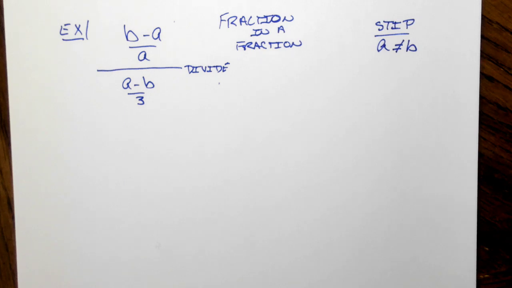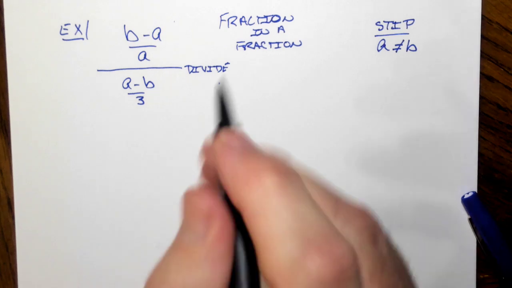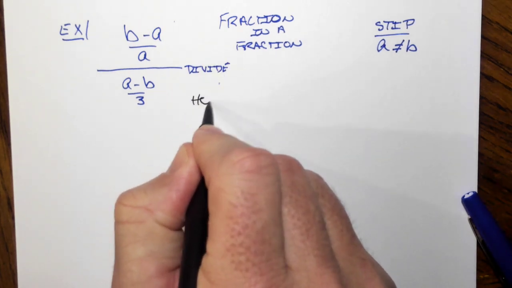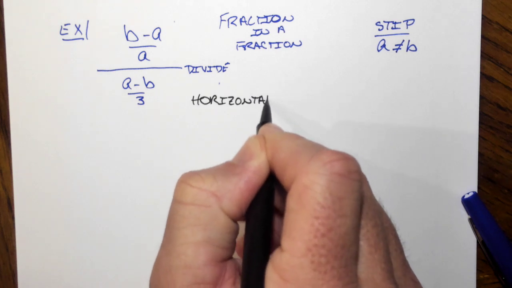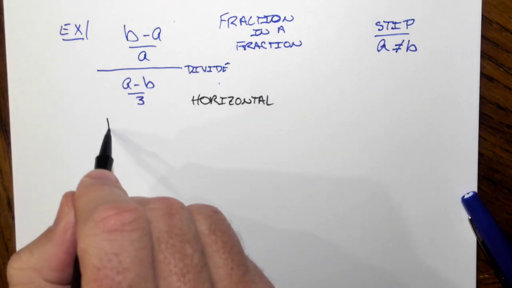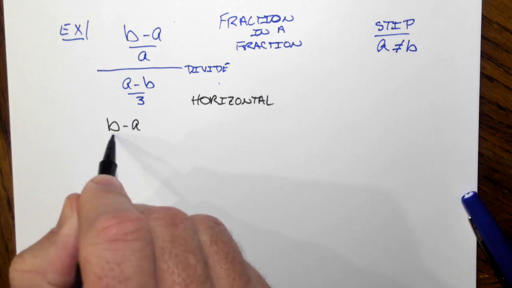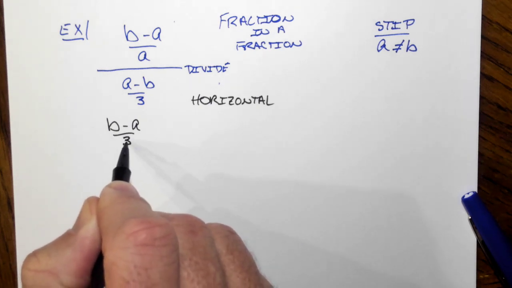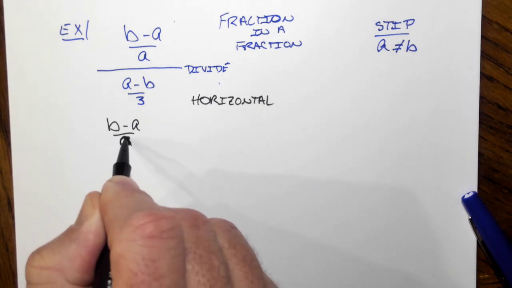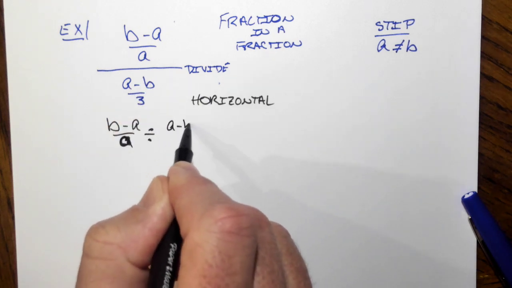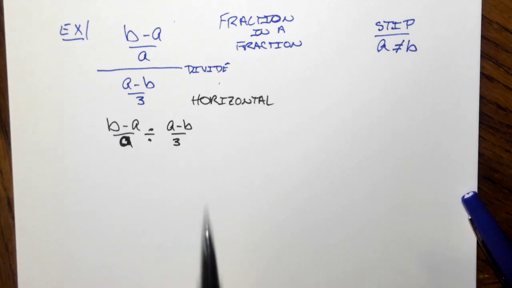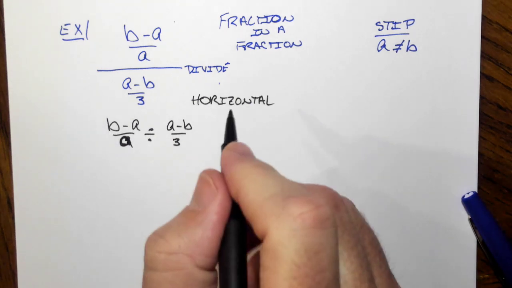Okay. So what am I going to do with a fraction and fraction written vertically? Write it horizontally. So here's what we got. Numerator, B minus A over A. Wrong one, Brett. Divided by A minus B over 3. Our phrase, keep, change, flip.